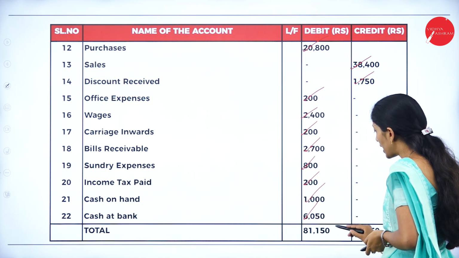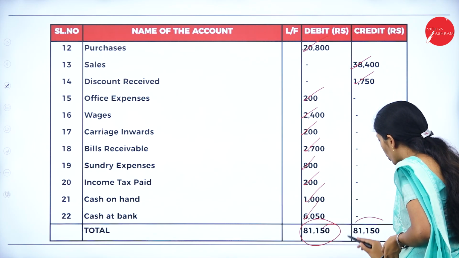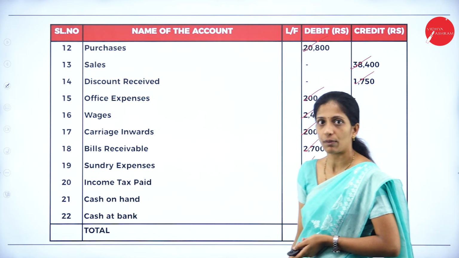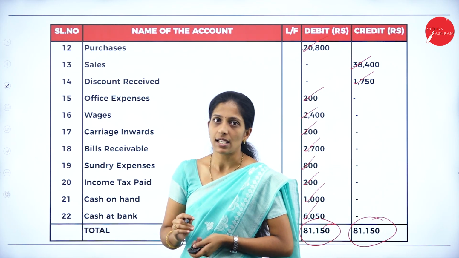Then total both the sides. Your total should be equal on both sides. Debit and credit side should be equal. Then only your trial balance is correct.